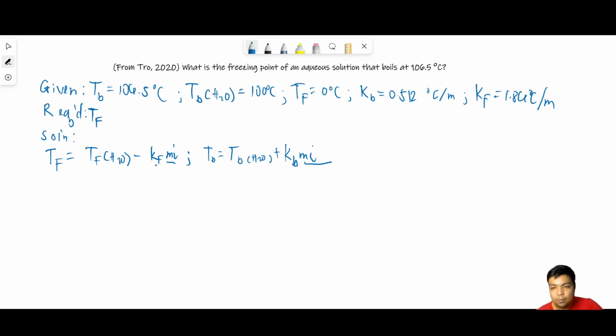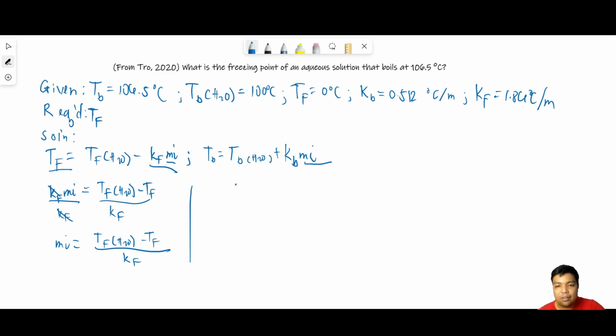So here, let's try making this a positive value by moving this to the left side, and the TF moving this to the right side. Okay, so you will have erase niya na. So final equation, KFMI is equals to TF of your water minus TF of your solution. Okay, then divide both sides of the equation with KF para ma-cancel out si KF sa left side. So what you get is this one, Mi is equals to TF of water minus TF of your solution divided by KF.